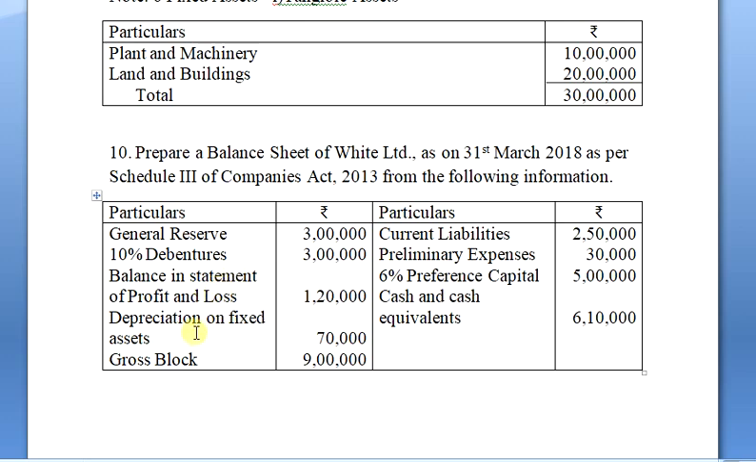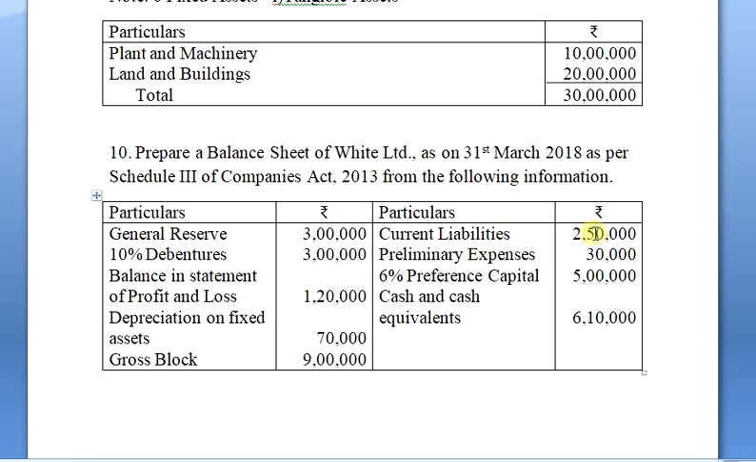Depreciation on fixed assets, gross block is given. Understand here clearly. Gross block how much is given? 9 lakhs. Whenever gross block is given, it means the fixed asset is given. So gross block means the overall asset amount is 9 lakhs. Under that deduct the amount of 70,000 for the depreciation. So you will be getting 8,20,000 as the present value of the fixed assets.